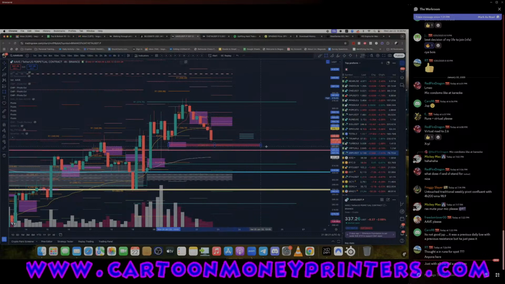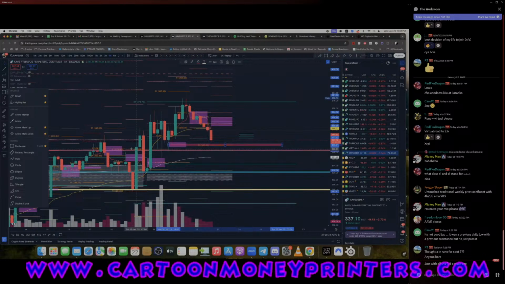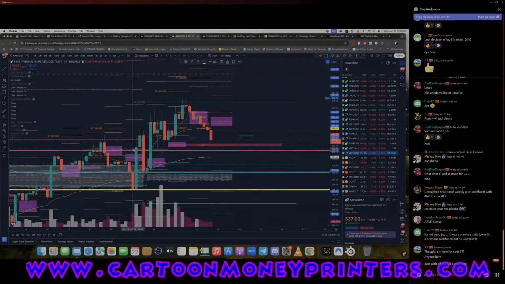So I definitely, at this point, I wouldn't touch OV for long until we get to about 333 area. And then we have a daily and a monthly, and there's another daily in there too. So there's a lot of stacked pivots here. So this is 327, not very far away.